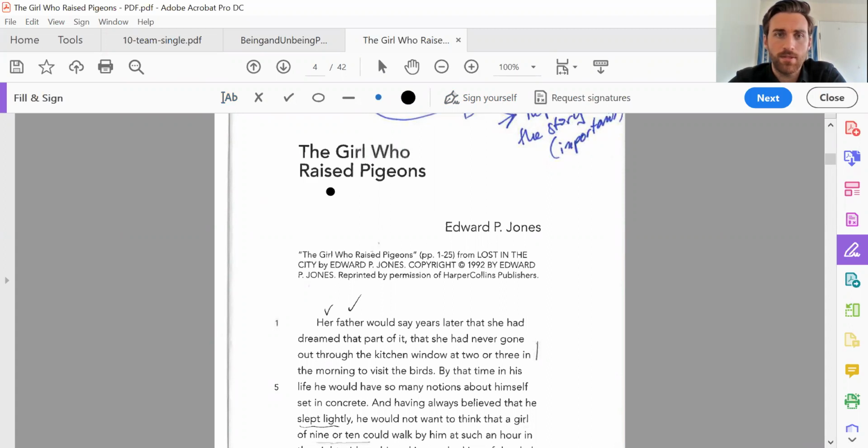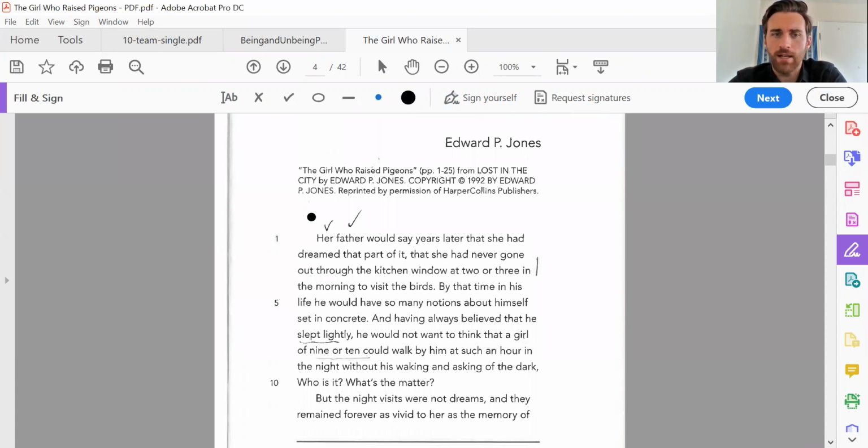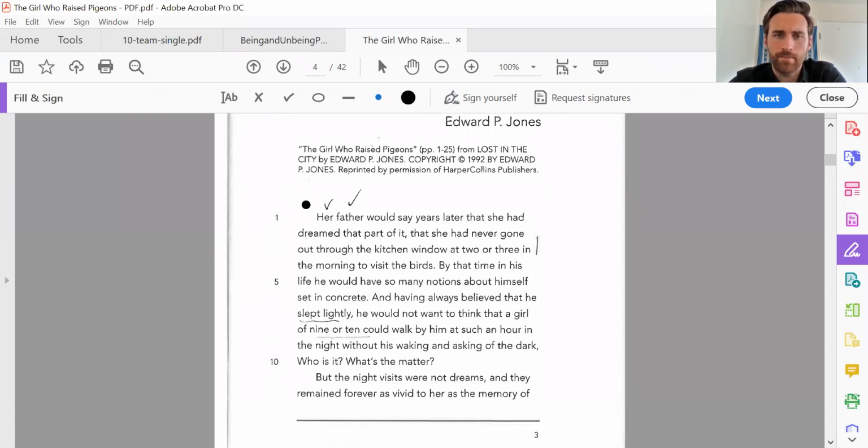There we go. So this should let me just kind of draw on the page. So right now, I guess we'll just start. The first line is, "Her father would say years later that she had dreamed part of it, that she had never gone out through the kitchen window at 2 or 3 in the morning to visit the birds." So I want to write down that this is potentially a time jump.